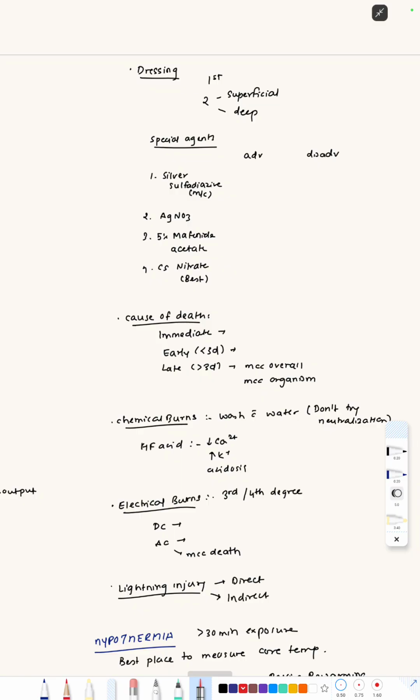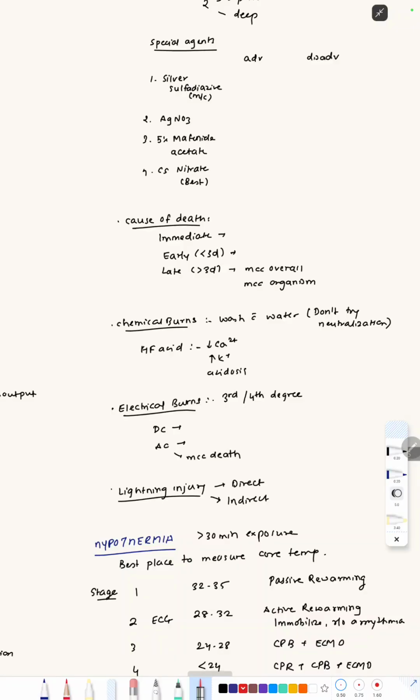Then the causes of death. The most common cause of immediate death following burns is going to be asphyxia because of carbon monoxide. Then in early, that is within 3 days, there is hypovolemic shock, and late, after 3 days, the most common cause of death is going to be septic shock, and the most common causative organism is obviously going to be Pseudomonas. Now there are some special types of burns, that is the chemical burns.